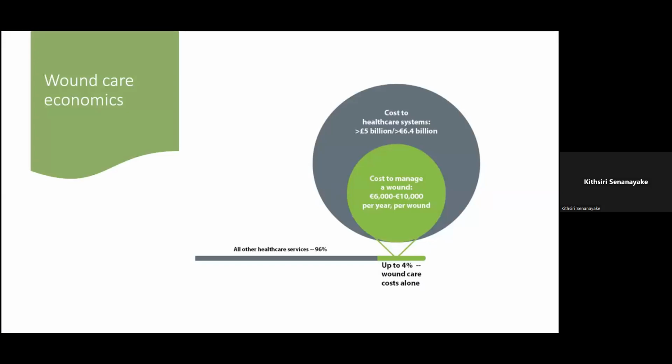If you take the data of the UK, these are not our data, 4% of all healthcare expenditure goes to wound care. So you can imagine how much of a burden is given to wound care in those countries.